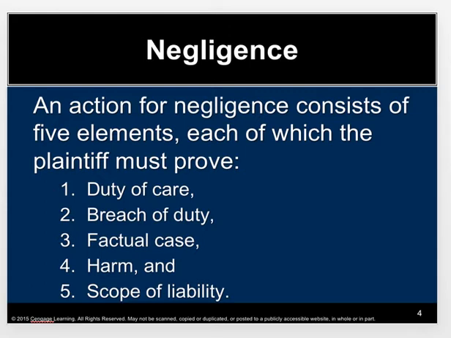So negligence is really no different. An action for negligence consists of 5 elements, each of which the plaintiff must prove. If you prove 4 out of the 5, not enough. You need to prove all 5 elements. So the first element, duty of care.